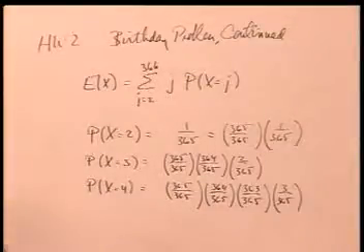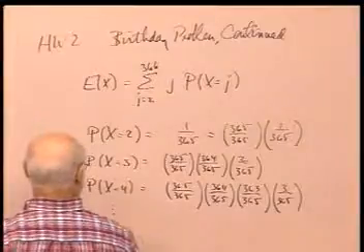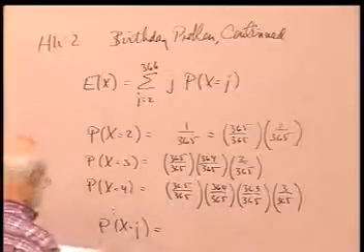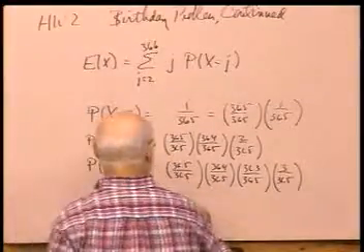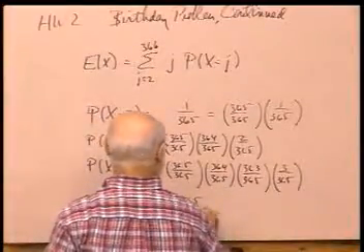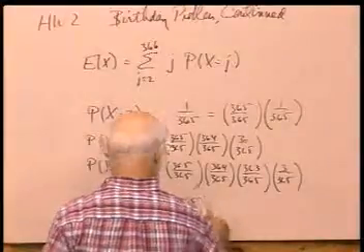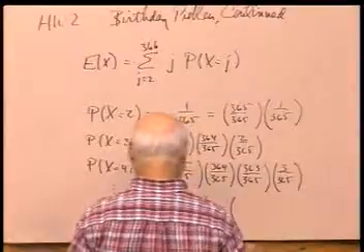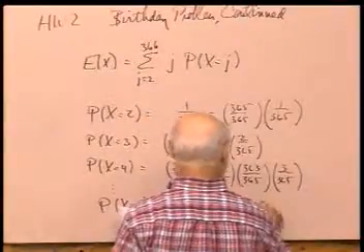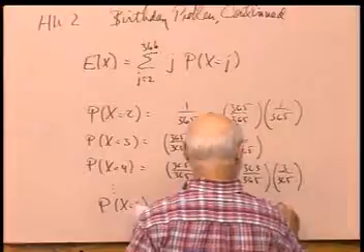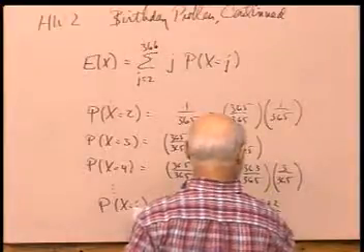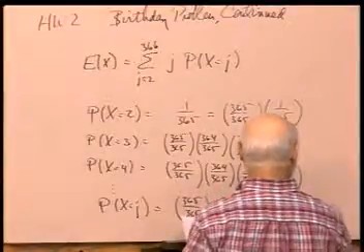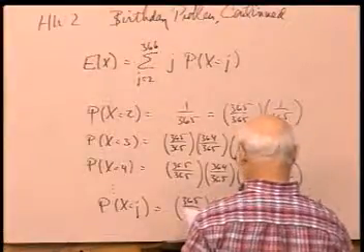So in fact, in general, I can write this. What's the probability that X is equal to j? And the answer is, well, it's 365 over 365, and so forth. And then the next to the last term is (365 minus j plus 2) divided by 365. And then the last term is (j minus 1) divided by 365.